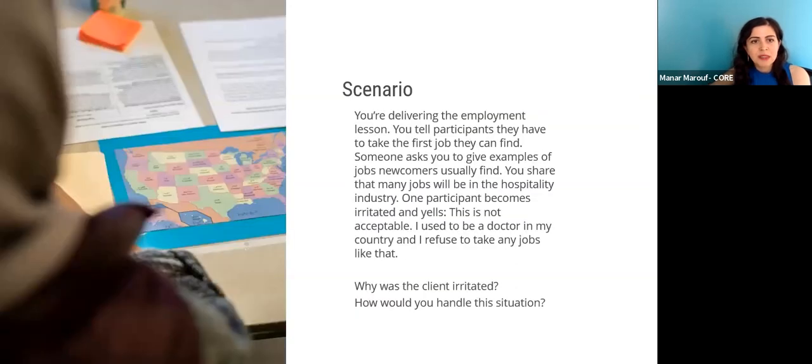Okay, you're delivering the employment lesson. You tell participants they have to take the first job they can find. Someone asks you to give examples of jobs newcomers usually find. You share that many jobs will be in the hospitality industry. One participant becomes irritated and yells, "This is not acceptable. I used to be a doctor in my home country, and I refuse to take any jobs like that." Again, please take a couple of moments to think about why the client was irritated and how would you handle this situation.